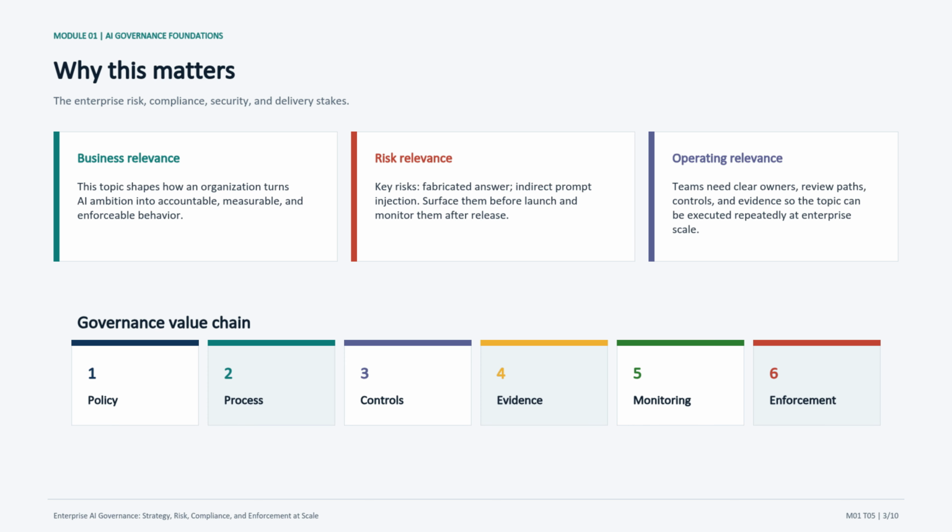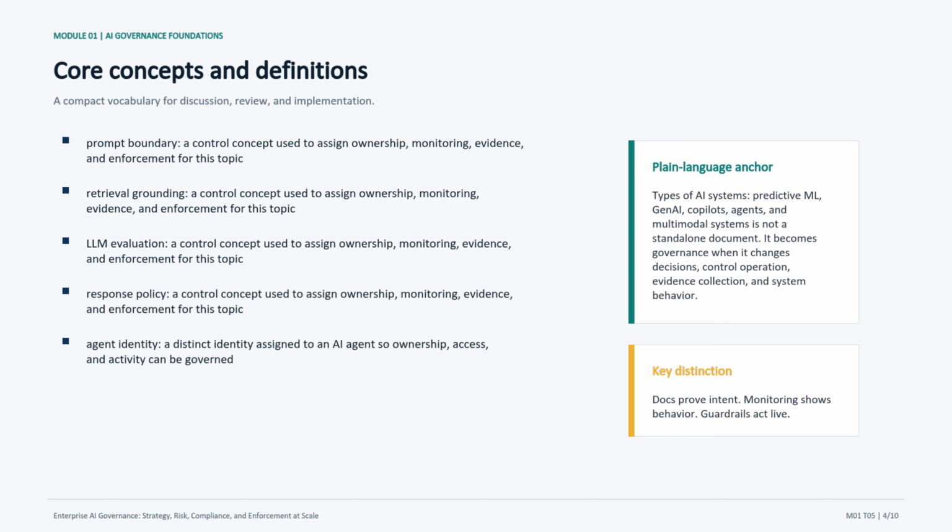Once learners see why the topic matters, the next step is to give them a vocabulary they can use in a review meeting or implementation workshop. Here, I would slow down and make sure the class has shared language. The core concepts for this topic include prompt boundary, retrieval grounding, LLM evaluation, and response policy. These are not academic terms, they are the vocabulary teams use to make decisions together.